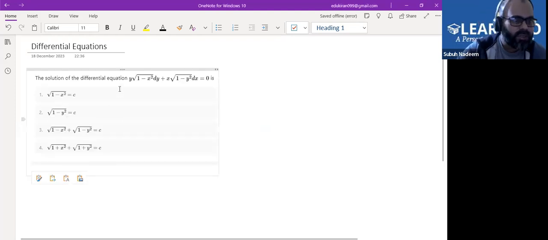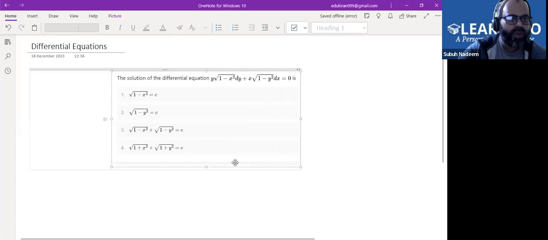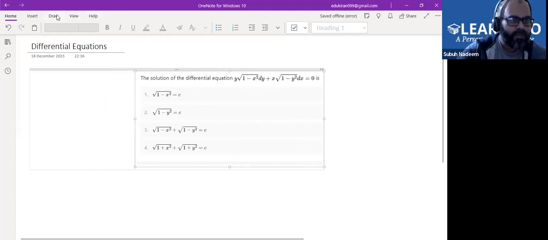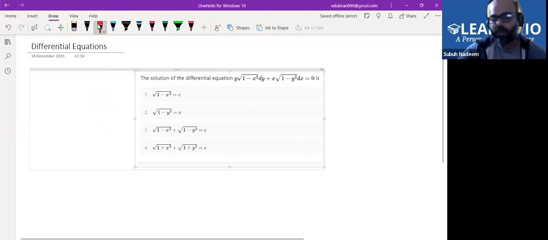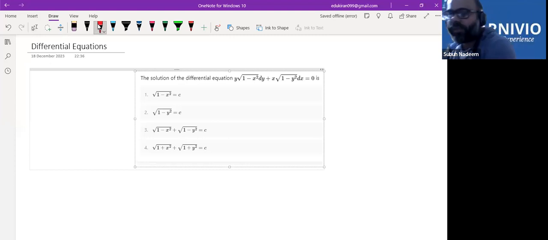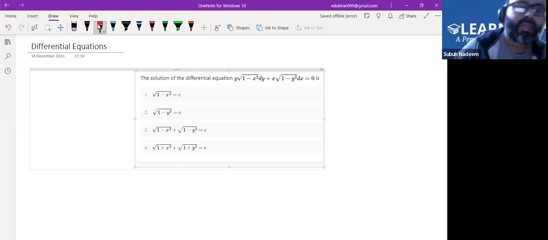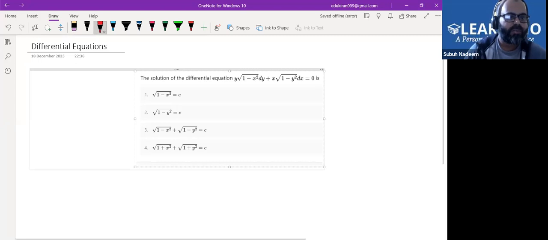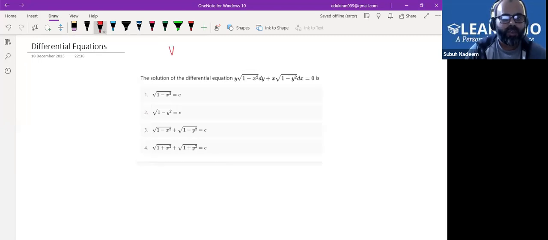So first we are going to do the variable separable method. As you have also studied in the CBSE class, there we try to separate the variables, like the variable of x will be with dx and the variable of y will be with dy.